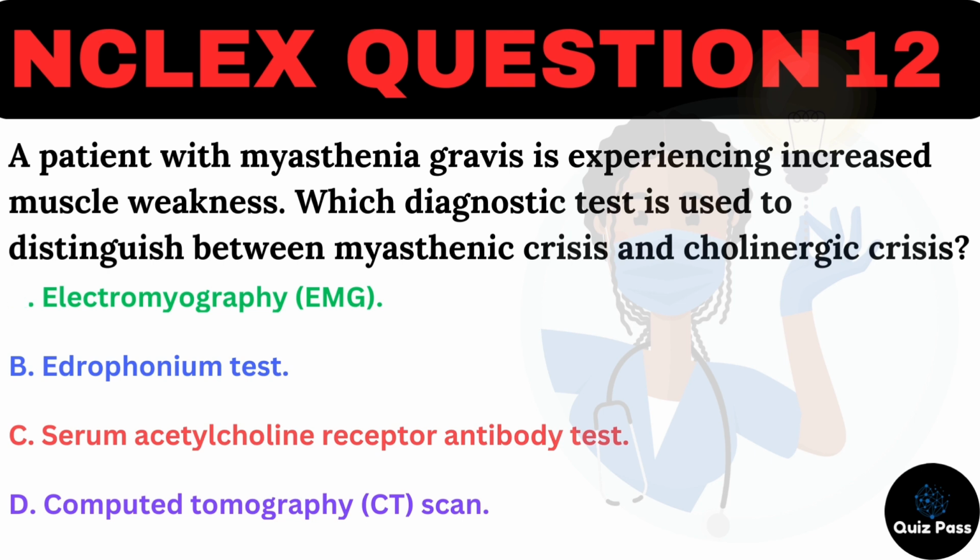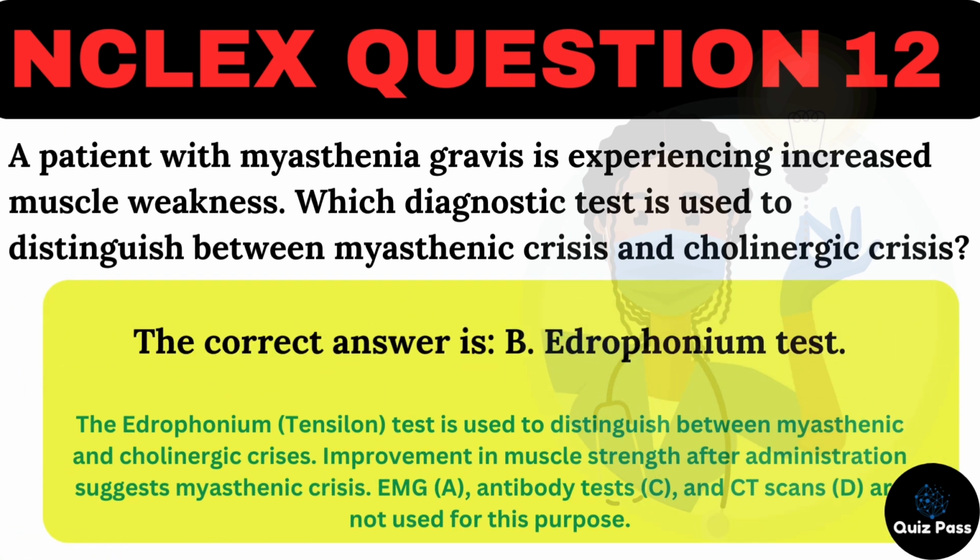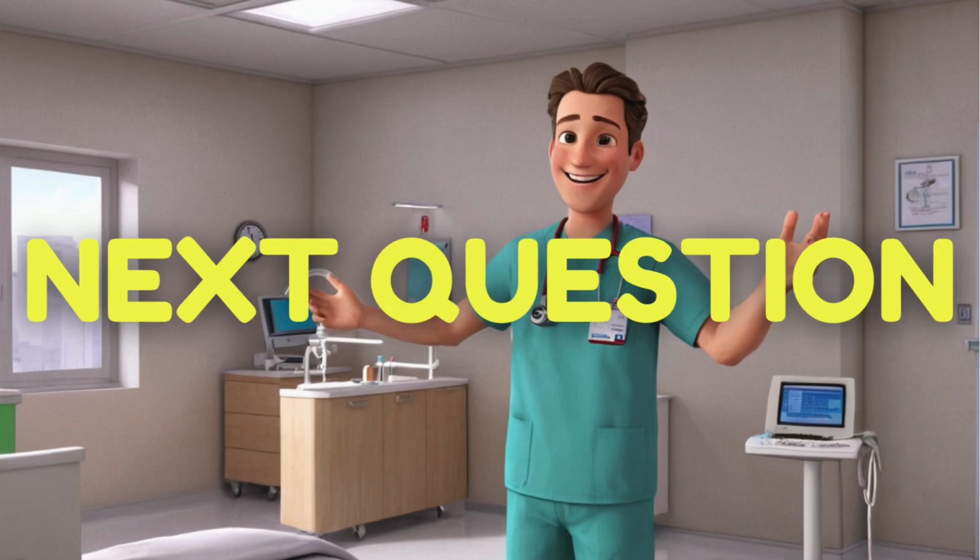The correct answer is B. Edrophonium test. The edrophonium Tensilon test is used to distinguish between myasthenic and cholinergic crisis. Improvement in muscle strength after administration suggests myasthenic crisis. EMG, A, antibody tests, C, and CT scans, D, are not used for this purpose.